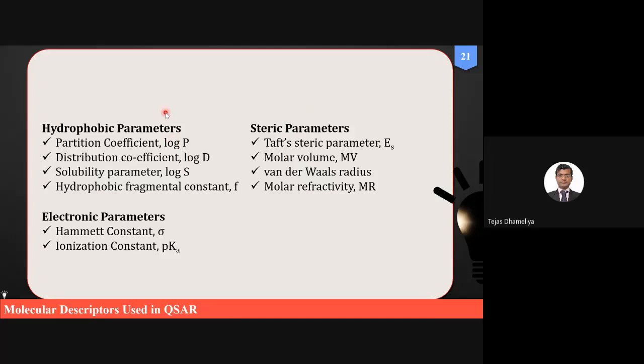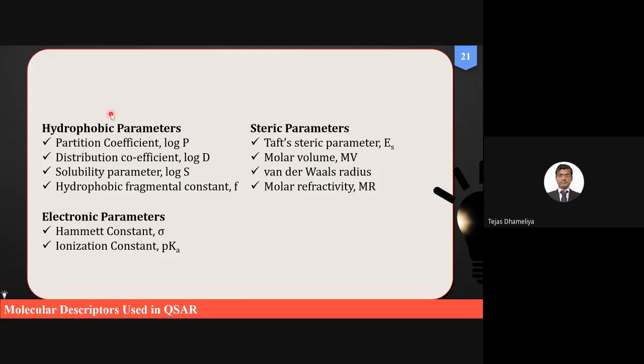Now, why do we require hydrophobicity? Most of the membranes, most of the compartments of our body, are made up of lipid. And if a drug molecule wants to cross the lipoidal cell membrane, then according to the principle of like dissolves like, the molecule should possess a sufficient amount of lipophilicity. Lipophilicity means lipid loving, easily soluble in lipid.